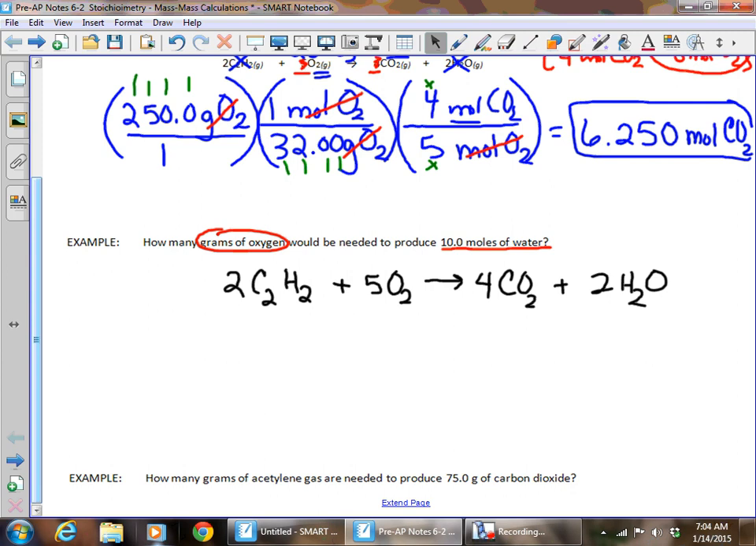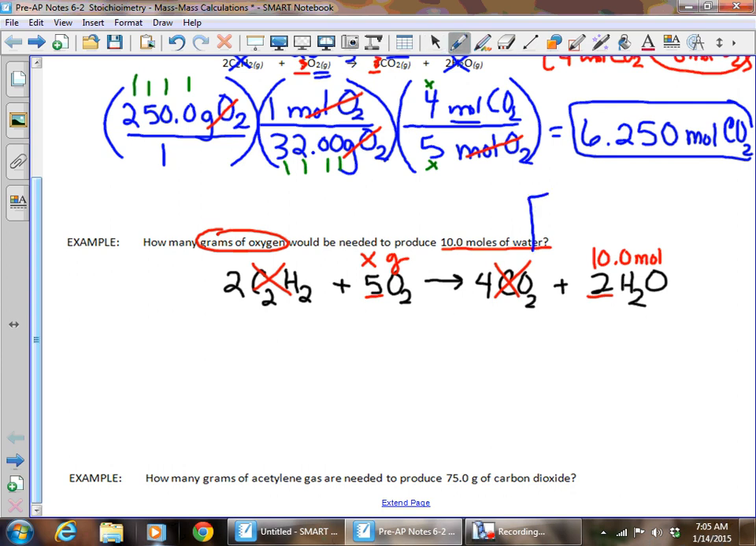So once I have that, I'm going to start labeling everything. I know I have 10 moles of water, so 10.0 moles of water over here, and I'm looking for grams of oxygen. So X grams this time. This is the first time we've had our X be a gram value for these stoichiometry problems. We're going to X out the ones that we don't need and underline our coefficients so we know what to use for our mole ratio.